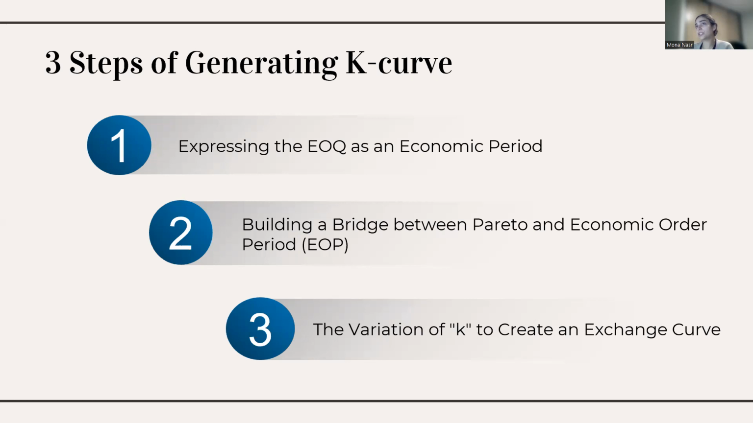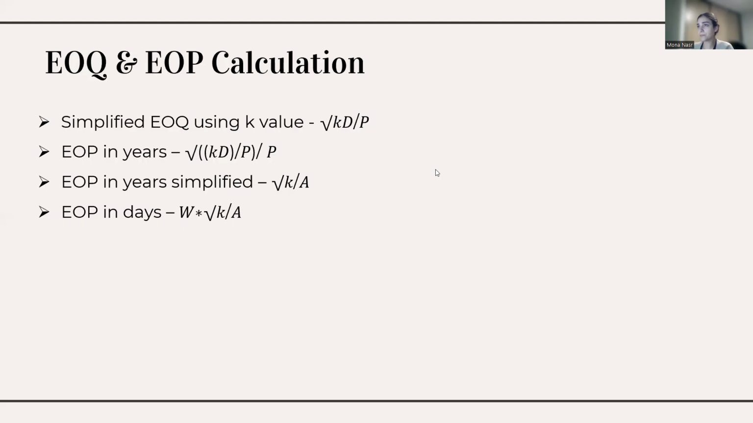The K-curve methodology has three main steps, which are expressing the EOQ as an economic order period, building a bridge between Pareto and economic order period, and varying K to create an exchange curve. Before going into the Excel file, let's have a brief look at the EOQ and EOP calculations and formulas.